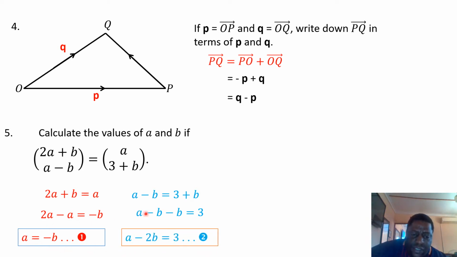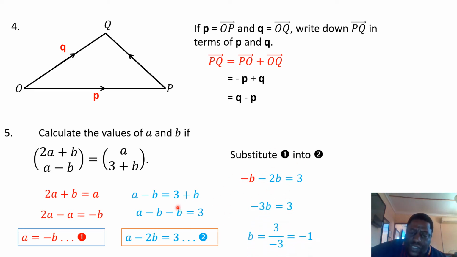So if I simplify this particular equation, I get A minus 2B is equal to 3. So everywhere where I have an A, I can substitute it with minus B. Okay, so that means I substitute minus B for A, and then I find the value of B, which is negative 1. Once I have the value of B, I can find the value of A. So if B is negative 1, then A should be positive 1, because it's going to be the negative times whatever the value of B is.